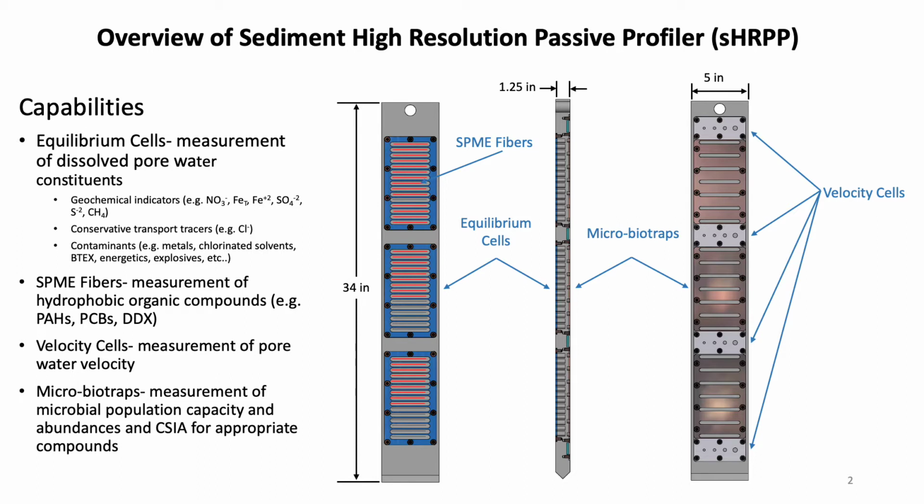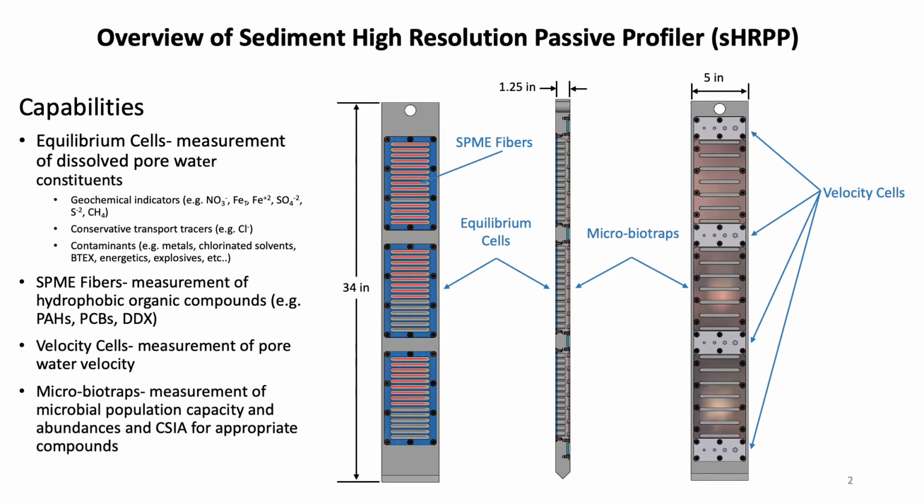The last function of the samplers is the microbiotraps. So in some cases, the microbial community can play an important role in the fate of contaminants. And so the devices are equipped with microbiotraps, and these are just cells in which a commercial product, Bio-Sep beads, can be placed. The Bio-Sep beads are able to accumulate microorganisms, and those beads can then be sent out for commercial molecular analysis to evaluate the community composition or even specific bacteria with specific functions like PH oxidizers or reductive dechlorination.